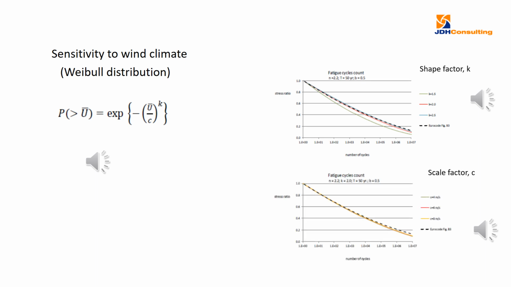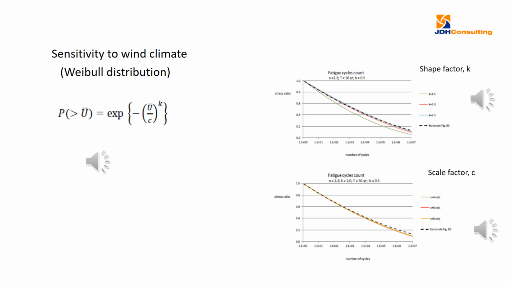Now the bottom right graph there, we have a similar comparison for this universal dashed line compared with the calculated cycle count for 3 different values of scale factor, 4, 6 and 8 meters per second, which are typical values for a height of 10 meters over open country terrain. And again, there's a pretty good comparison there.